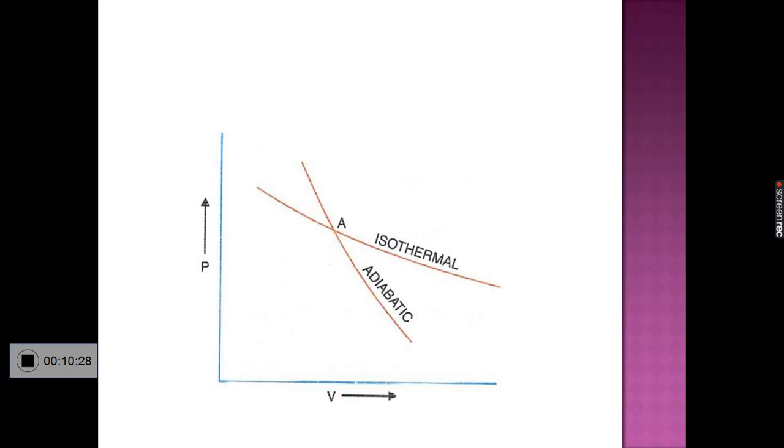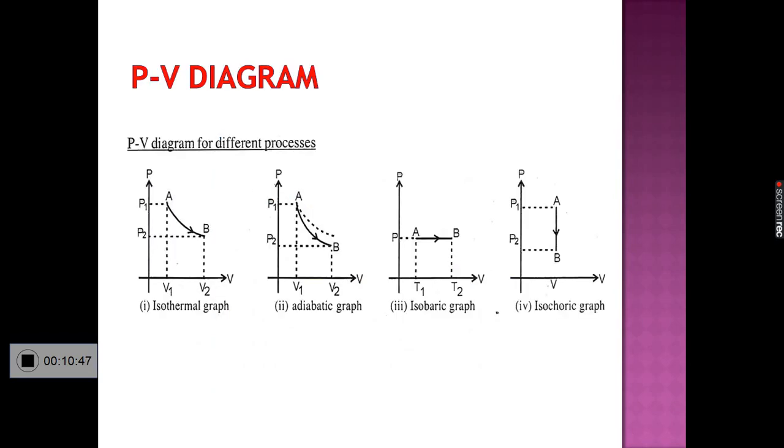Here you can see the PV diagram for isothermal and isoentropic processes on a single plot. You can see the isothermal and adiabatic PV diagram in a single graph.